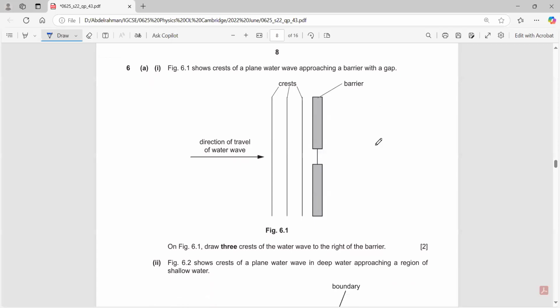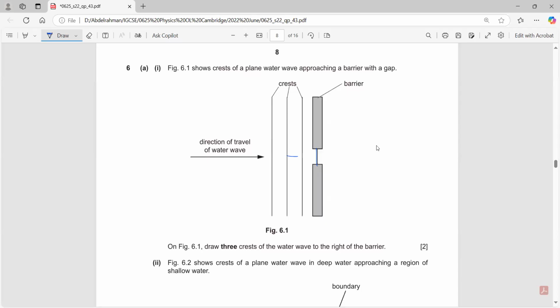Question 6, figure 6.1 shows crests of plain water. Draw the three crests of water to the right of the barrier. Would this be a narrow gap or a wide gap? Definitely this is a narrow gap. You can measure the wavelength and measure the gap. You'd find them almost equal. When the wavelength is almost equal to the gap, this would be considered a narrow gap.